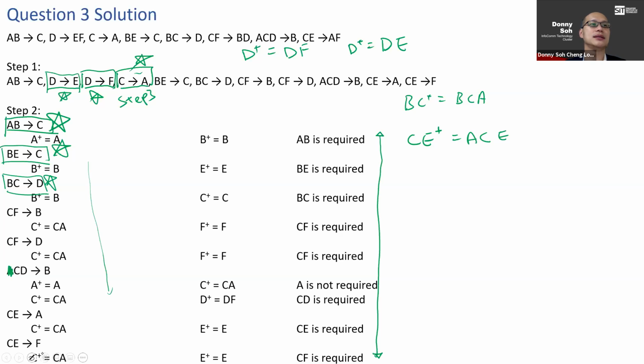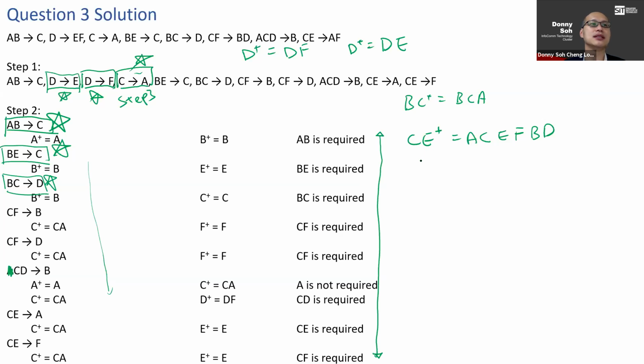CE also implies F, so I also have an F over here. And of course, CF implies B and D, so B and D over here. A, B, C, D, E, F. So actually CE is able to imply everything.